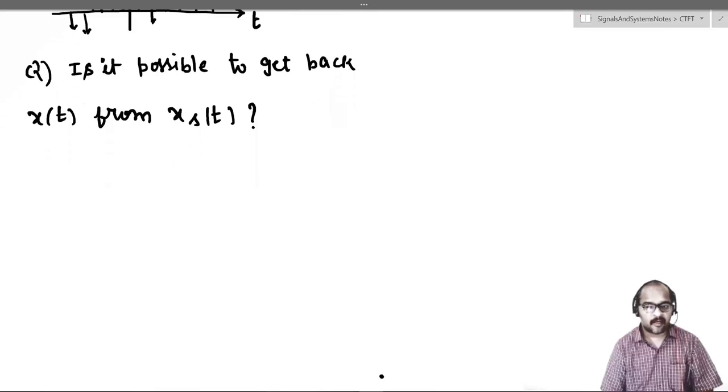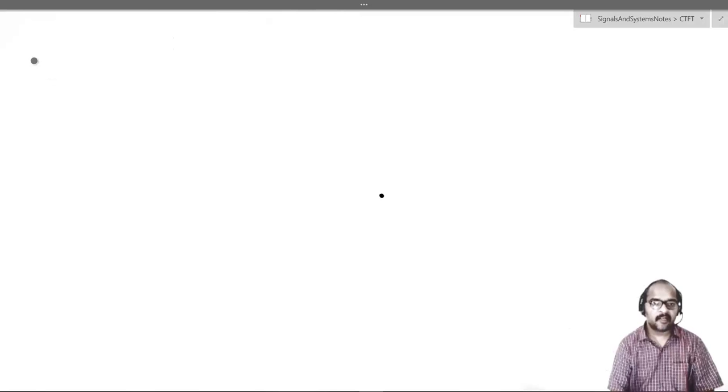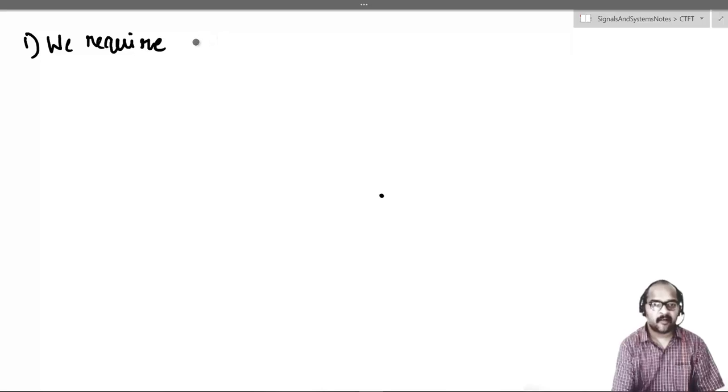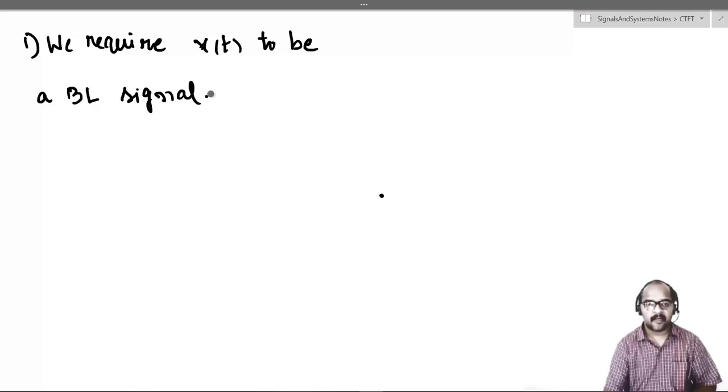So let us go into the specifics. In the sampling theorem, the first thing we require is for our signal x of t to be a band limited signal. So what do I mean by that? It means that it should have a finite bandwidth.